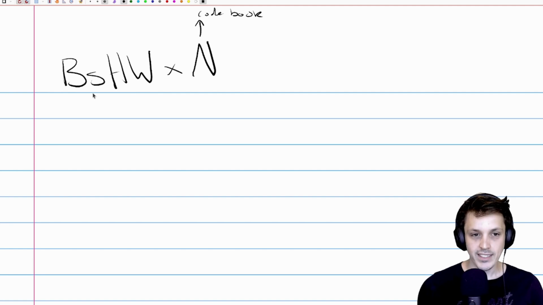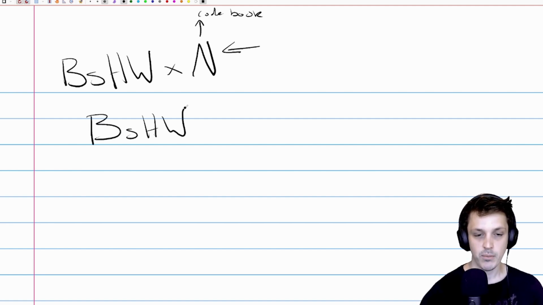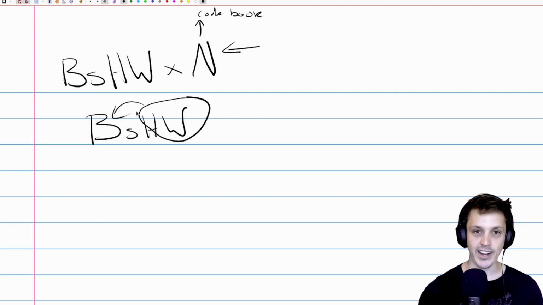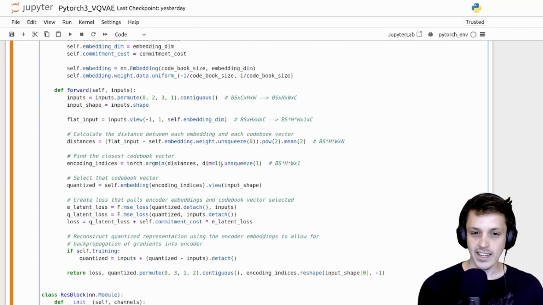For every single instance in our batch, it's going to have height, width chunks, and then for every single one of those, it's going to have a distance between it and every single one of the codebook vectors. So there's going to be N distances, and we now want to find the index of which of those codebook vectors it was the closest to. So the result of the argmin will just be batch size, height, width. For every chunk in every element in our batch, we're going to have some index which says this is the codebook vector that it is closest to. And here you can see I unsqueeze it as well. I don't think I actually need to do that, so don't worry about that too much.